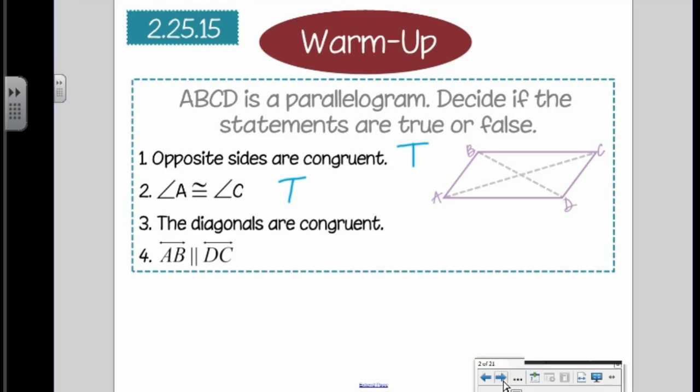The diagonals are congruent. We don't know this yet, but that one is absolutely false. AB is parallel to DC. True.